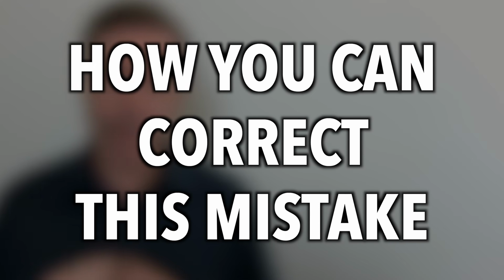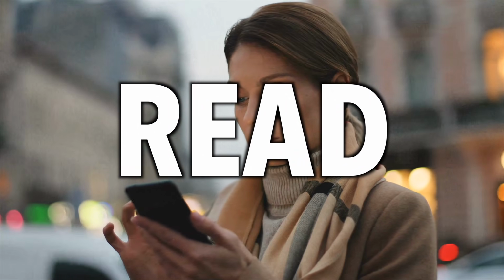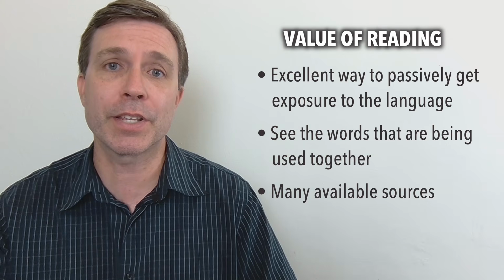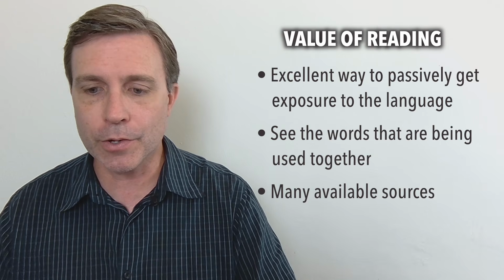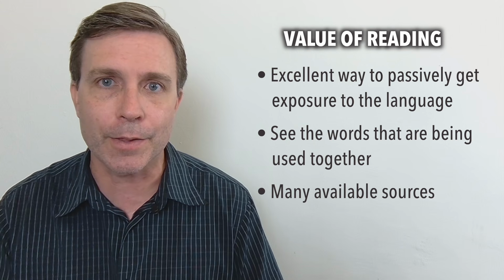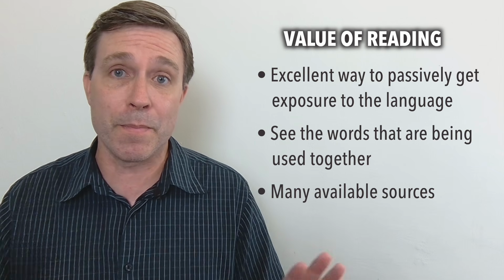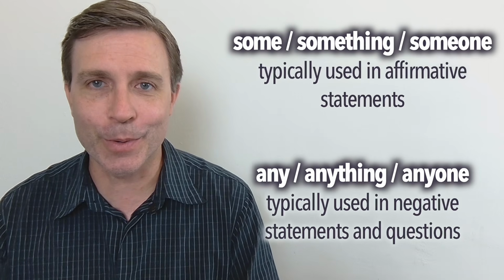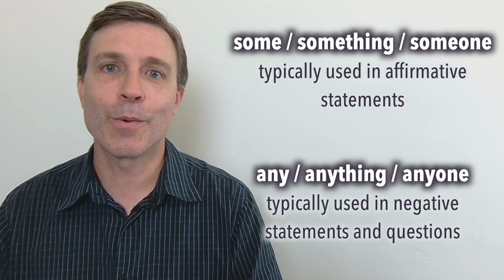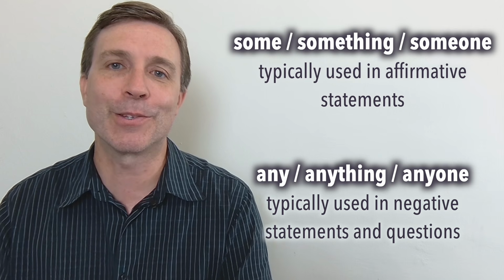In my opinion, I think the best way to correct mistakes such as this is just to read. Read, read, read as much as you can. Get exposure to the language, because when you're reading, you're passively learning the language and you're seeing the words that are used together. So my recommendation to you, whether it's this mistake or many of the others, is just to keep reading. But in general, just remember you're going to use some, something, someone with affirmative statements and any, anything, anyone with negative statements or questions.